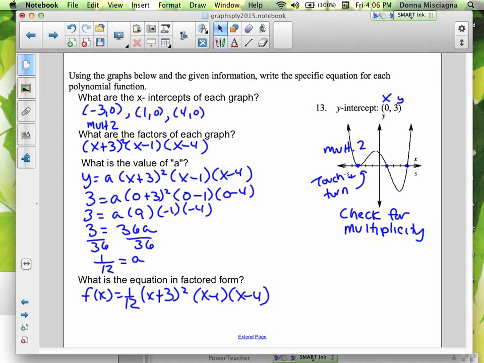So I hope you're not finding this too difficult, because it's the same set of steps. It's just a little algebra, identifying some points, rewriting as factors, setting up your equation, plugging in for x and y, and solving for a, and then you've got your equation.